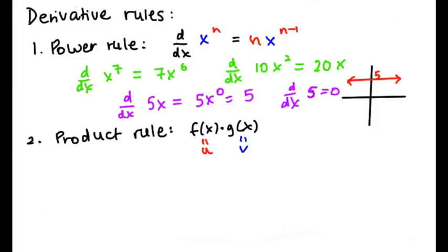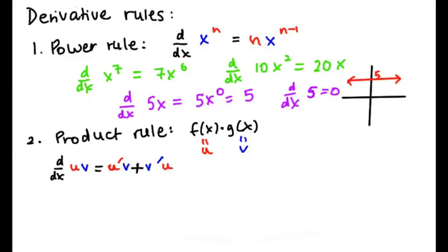So this product rule states, and I'm just going to state it right away, that the derivative of u, the function f of x, times the function v, or g of x, is going to be equal to the derivative of the first function, so u prime, times the second function, plus, just the second function, not the derivative of the second function, plus the derivative of the second function times just the first function.